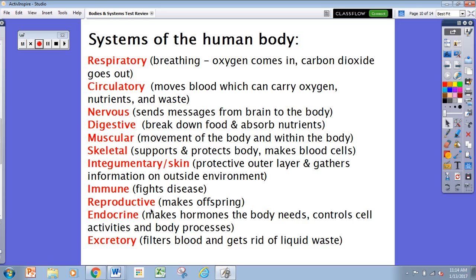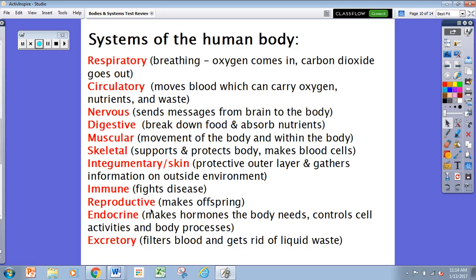Our muscular system is involved with movement of the body and within the body. So if you need to move your arm or your leg, the muscular system does that. But also when you eat food, the muscular system helps to move the food down your esophagus, into your stomach, and from there out into your intestines. So there's a lot of muscles moving inside your body that you might not really be aware of.